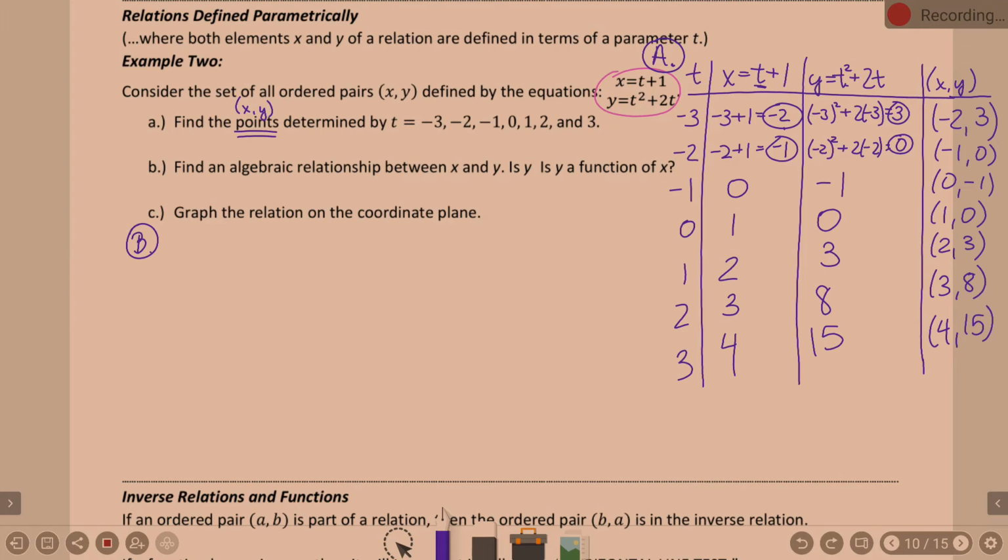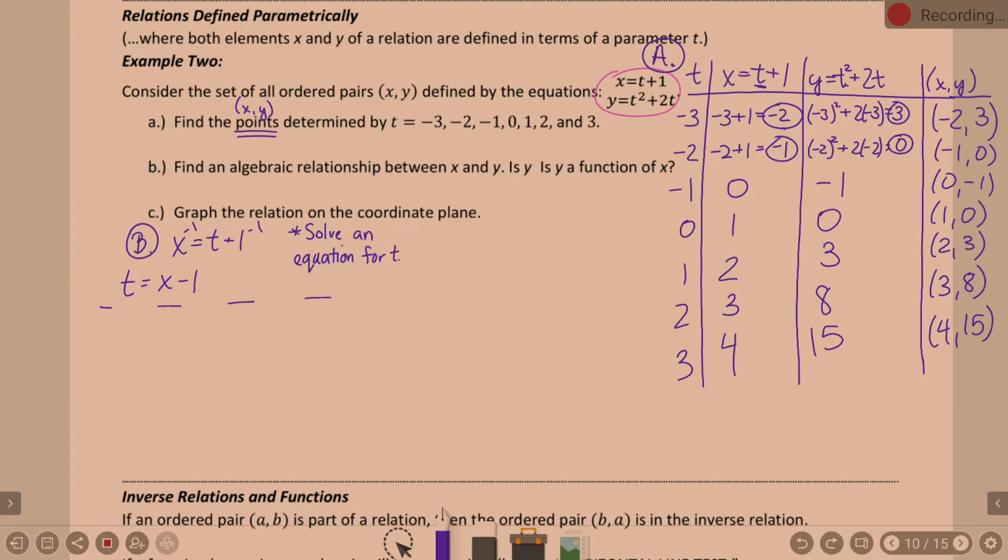So right here, x equals t plus 1. How do I solve that for t? Subtract 1, and then we're going to have t is equal to x minus 1, yes? Okay, so that was step 1. Step 1 is to solve an equation for t.